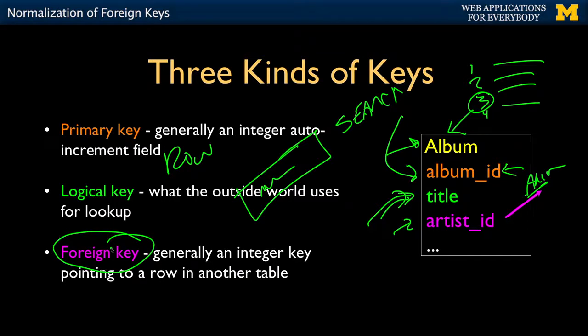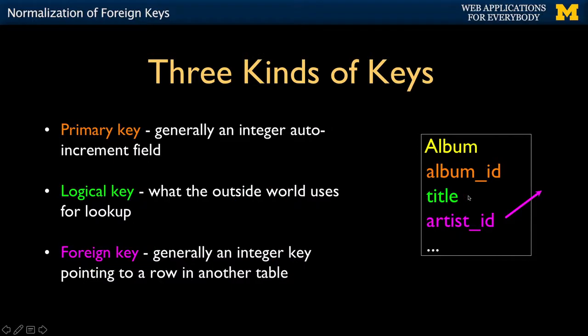So primary key, handle for a row; logical key, the way humans look rows up; foreign key points to a row in a different table. Again, integer, integer, and this one's usually not an integer, this is usually a string. So the title, the logical key, is usually a string.